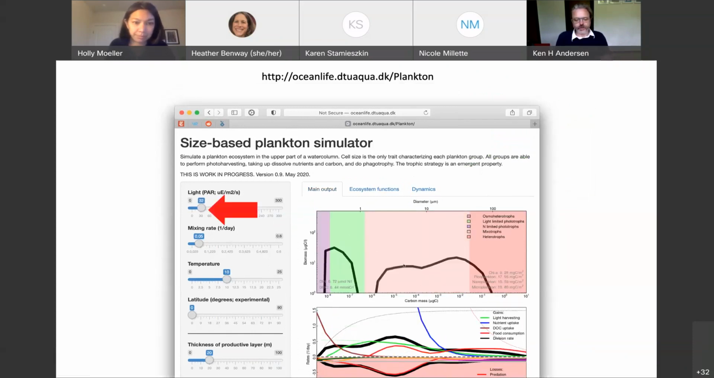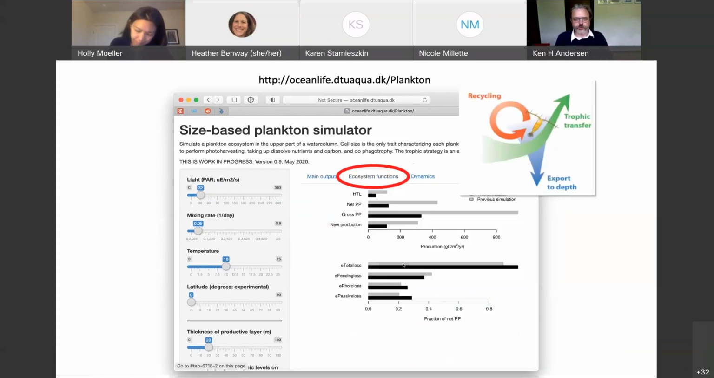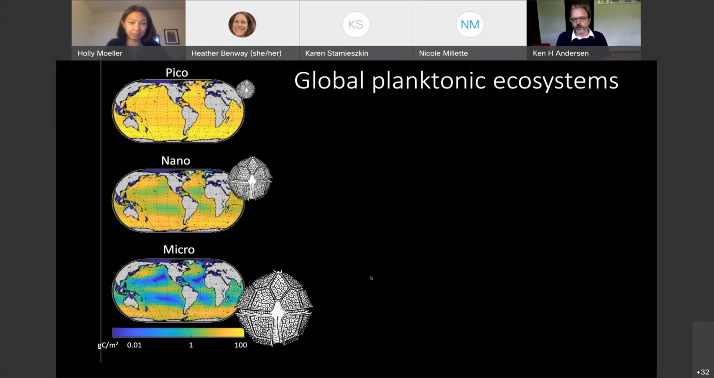And it scales all the way up to the ecosystem functions. So if we go on the next tab here, we'll see the ecosystem functions, the amount of energy sent to the higher trophic level, primary production, etc. Just to give you an idea that with such a simple model that actually has very few parameters, you get very rich output. And you can go one step further and put it into a global model.